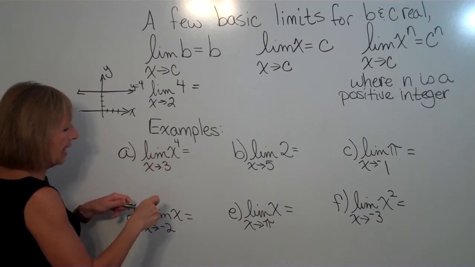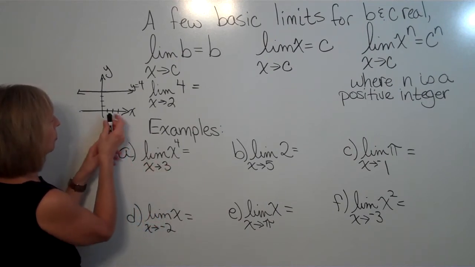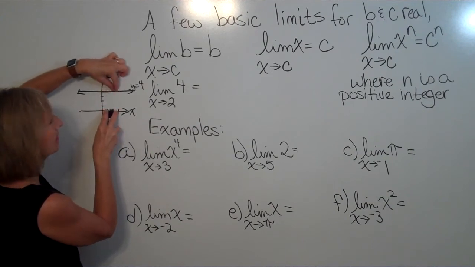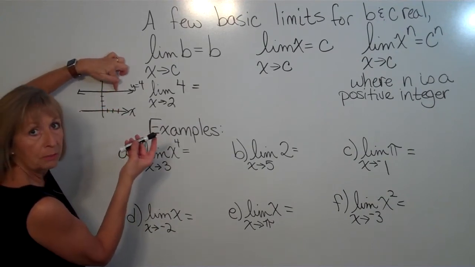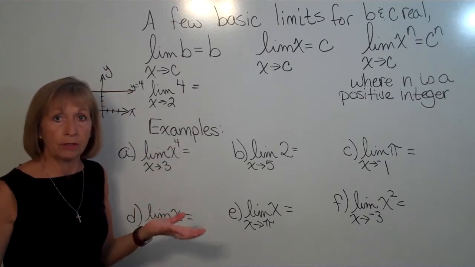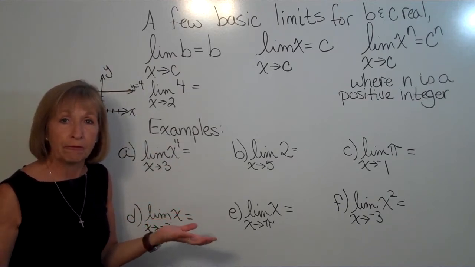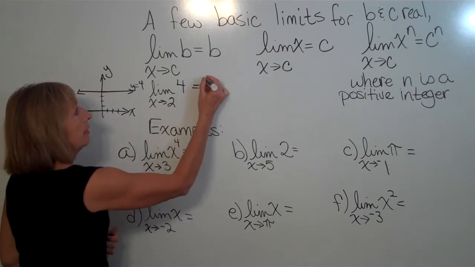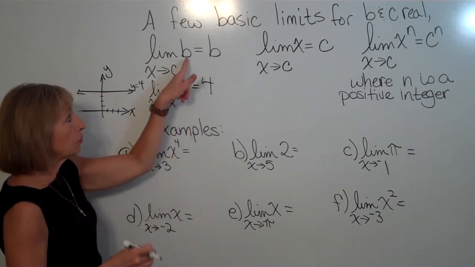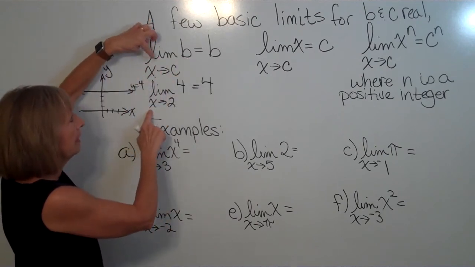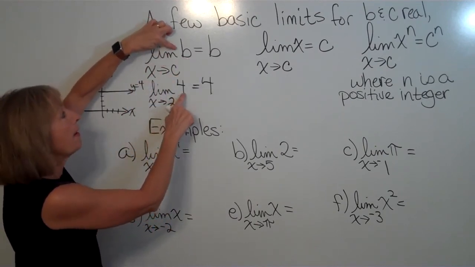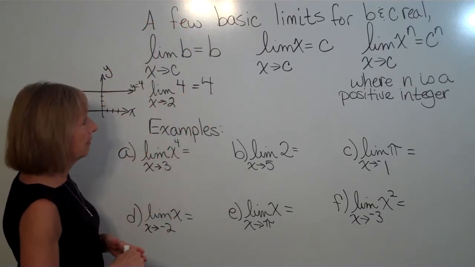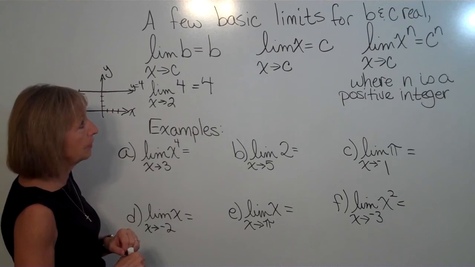So as my x is getting closer and closer to 2, my y's, well, are 4. For this particular example, y is always 4. So my outputs will be approaching 4 as my inputs are approaching 2. Now, how does that match up with what this rule says? Well, the limit as x approaches a value of a number is that number, because the output is always that number. So there's an example of that first one.